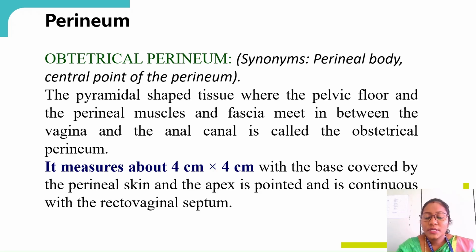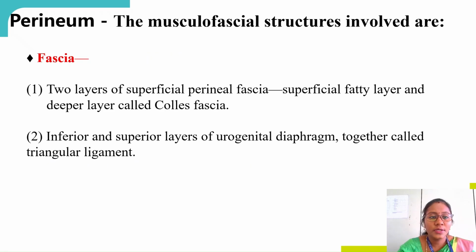It is called the obstetrical perineum because it plays a major role in obstetrics, and it measures about 4 centimeters in length and 4 centimeters in width, with the base covered by the perineal skin and the apex pointed and continuous with the rectovaginal septum. We will discuss the rectovaginal septum later in this session.